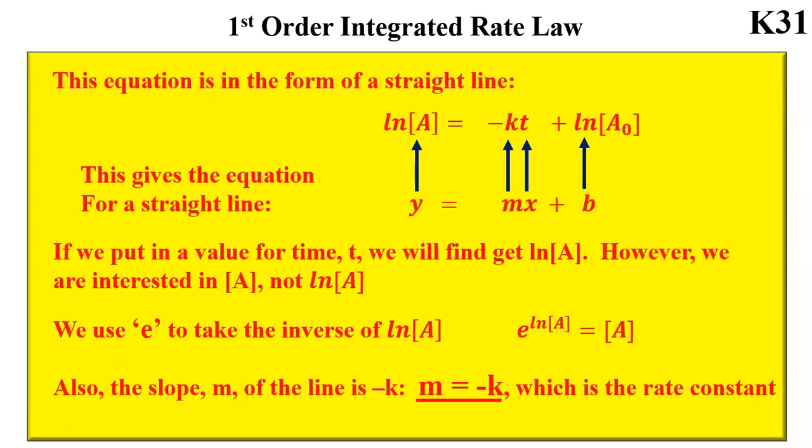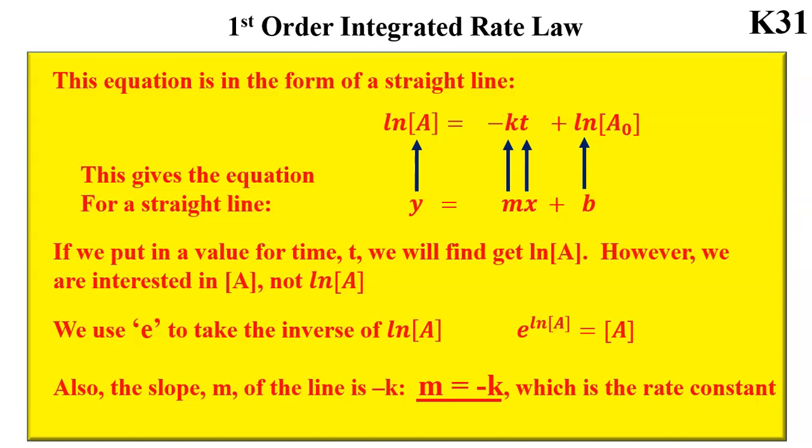So the equation is in the form of a straight line. ln A equals negative kt plus ln A naught. And that's in the form of an equation you've seen for a straight line, y equals mx plus b. So m is the slope, that's the negative k. X is the independent variable, that's on the x-axis of the graph, that's the time. And the y-axis of the graph is the natural log of A. And the y-intercept would be the natural log of the initial concentration.